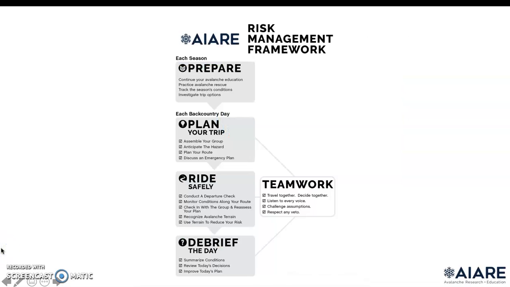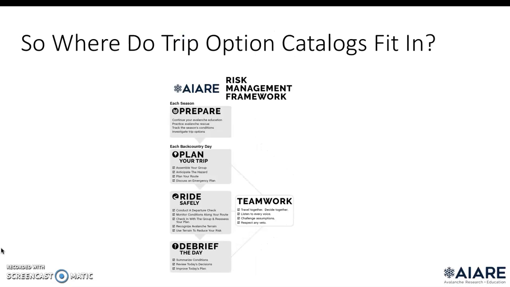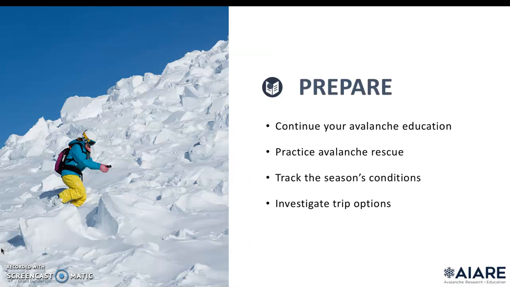First thing, I want to just reintroduce the AIARE framework, also called the AIARE Risk Management Framework. This is the tool that the new recreational curriculum is built upon. It's also the tool we give our students to identify and manage risk in avalanche terrain. So the question is, where do trip option catalogs fit in with this tool? They fit in the prepare each season bucket.